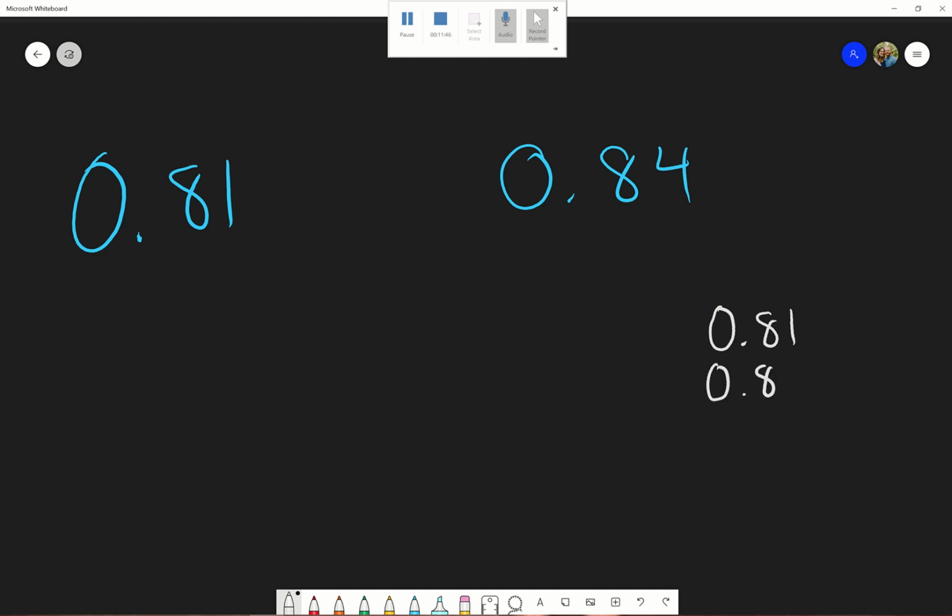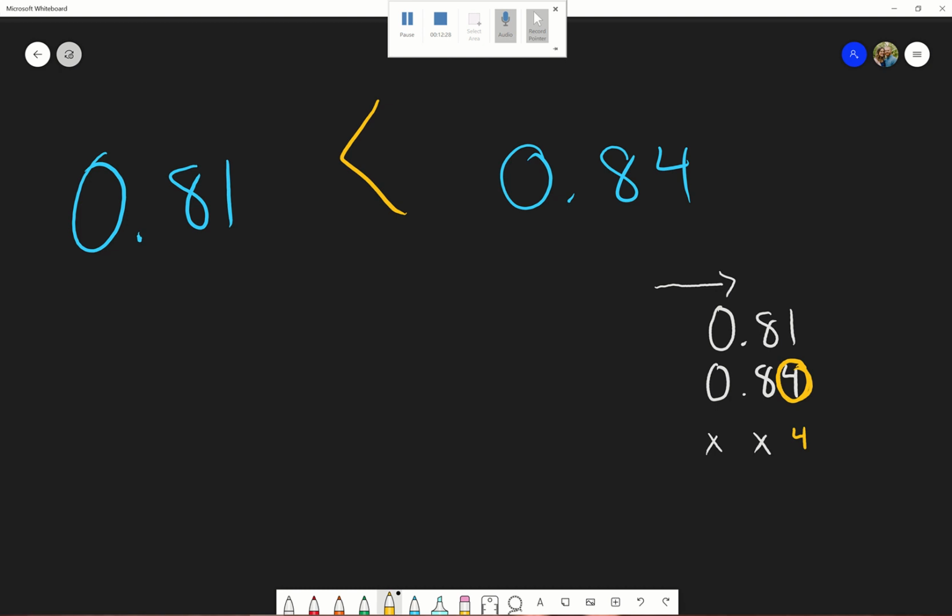0.81, 0.84. All right, and we want to go through and compare all of the values from left to right. So we're going to start with zeros. Is there any comparison between my zeros here? No, they're the same number. Are there any comparisons between my 8 and my 8? No, they're the same number. Is there any comparison between my 1 and my 4? Yes, my 4 is larger, which means that since this digit is bigger here, the whole number is bigger.